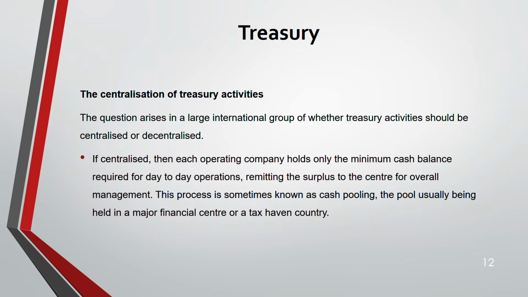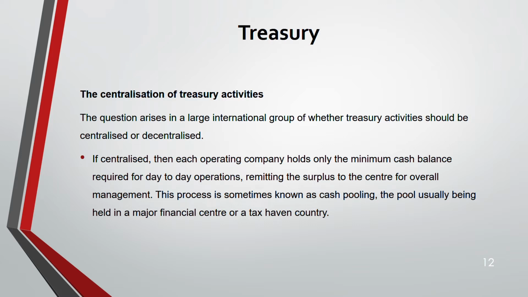This process you can name as cash pooling. All the cash is pooled. So where is this pool usually held? In a major financial center or a tax haven country. Why? Because taxes will be low. So in one country that pool will be there, and from there everyone will extract whatever minimum they require.